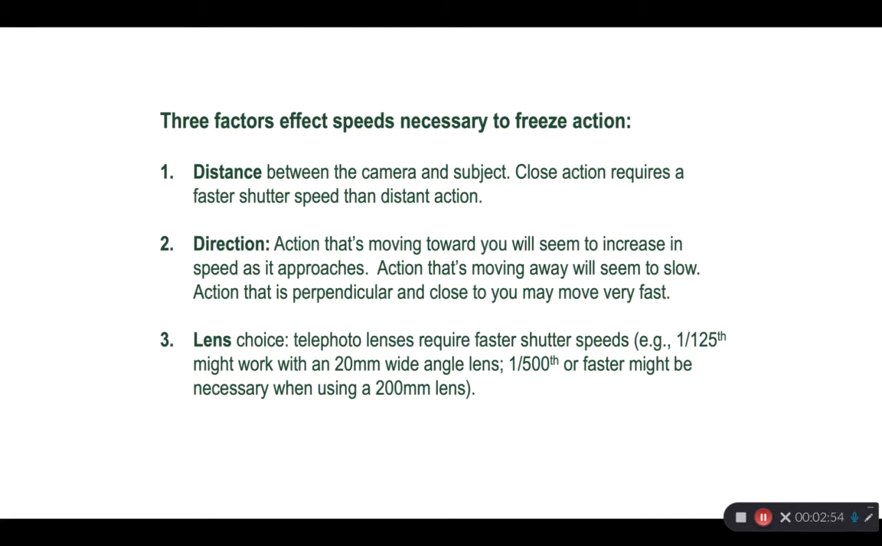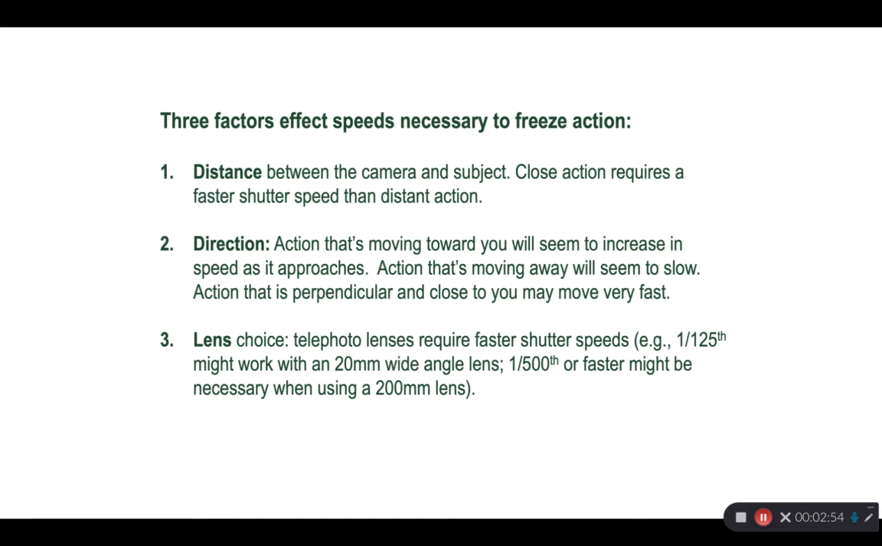Action that's moving towards you is going to seem to increase in speed a little bit. Action that's moving away from you will seem to get a little slower. And both of those are going to show less relative motion than action that's moving perpendicular to the angle of your camera. And again, the closer it is to the camera, the faster the speed you're going to need. Number 3, telephoto lenses are going to require faster shutter speeds than wide-angle lenses will. The wide angle simply doesn't show the motion quite as much.